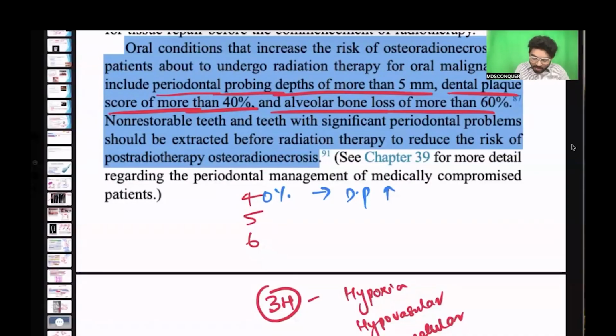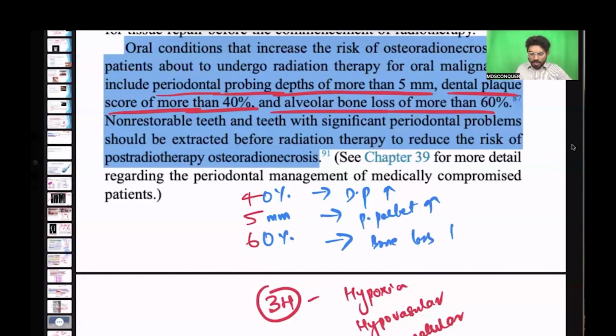Okay. What is 5? 5 is 5 millimeters. My periodontal pocket should be more than 5 millimeters. And 6 is my alveolar bone, 60%. Bone loss should be more than 60%. That is 4, 5, and 6. Clear?